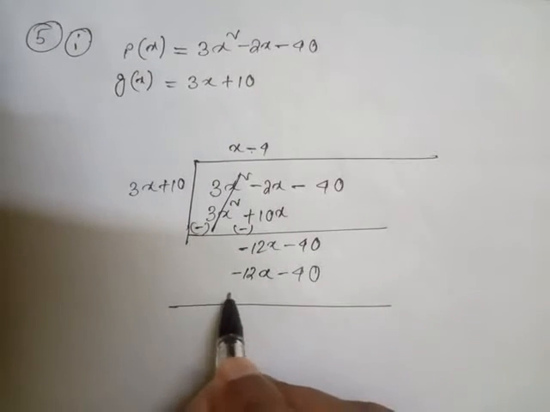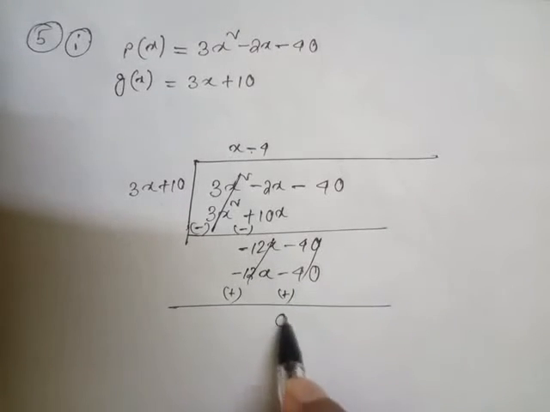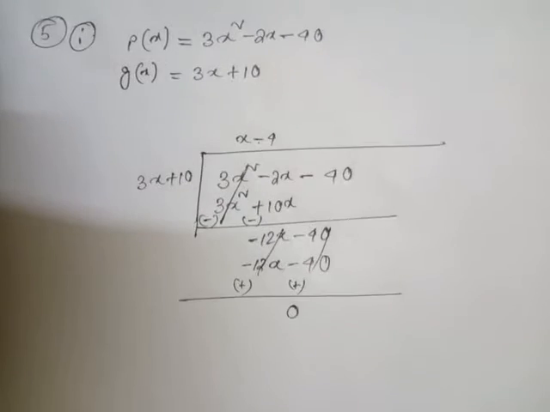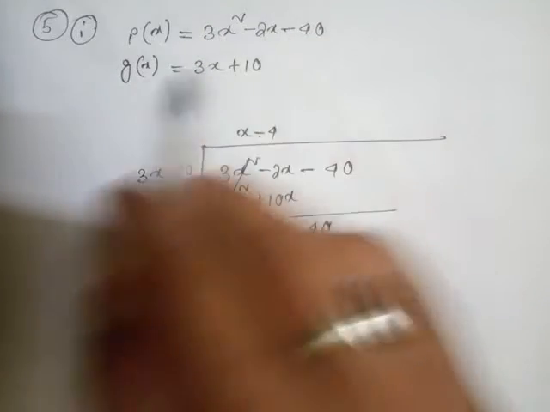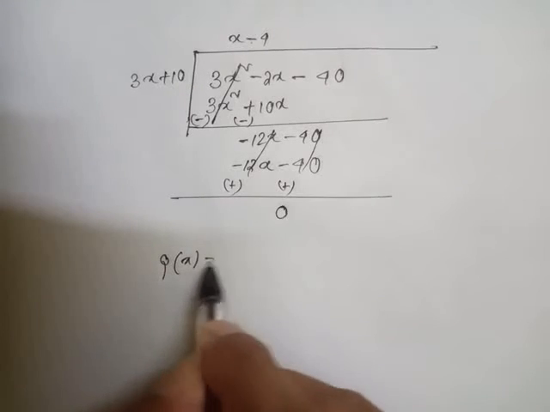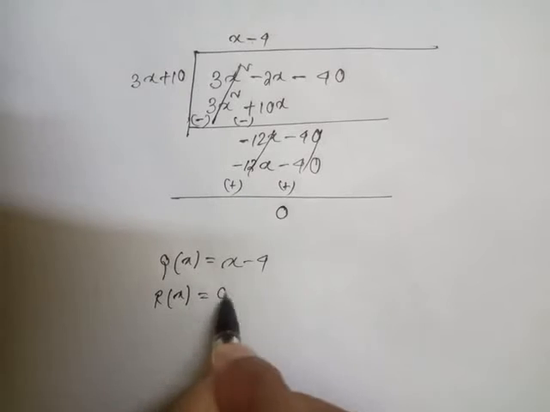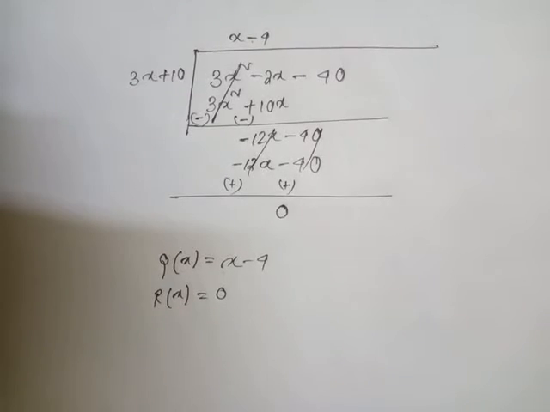Now look, after that the sign will change. So here also the sign will change, cancel, cancel, so the remainder is 0. So here I will write that p(x) is this one, g(x) is this one, and q(x) equal to x minus 4, and r(x), the remainder, is 0. This is 5 Roman 1 only.